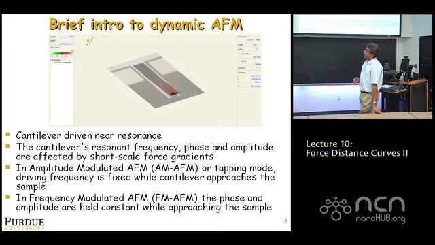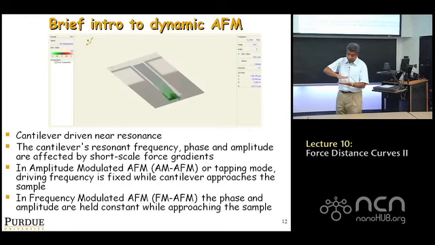But effectively, what you do is you drive this cantilever at resonance at some amplitude. If you do amplitude modulation, what you do is you scan over the sample and you monitor the amplitude and you control it, right? And so if the amplitude changes for whatever reason, you move the base of the cantilever up to keep the amplitude constant. And then you render as topography the amount that you move the cantilever up and down in order to keep amplitude constant. Hence, amplitude modulation, okay?